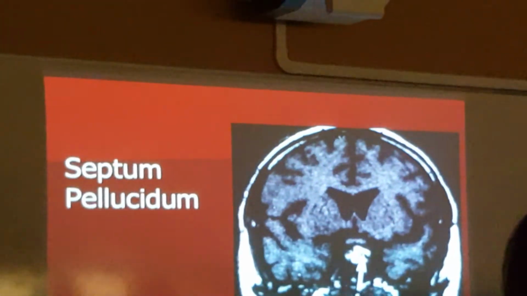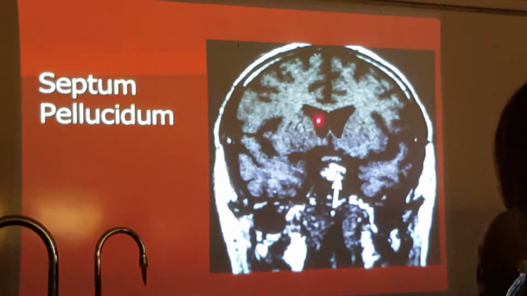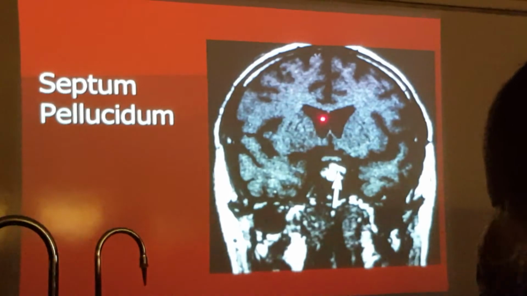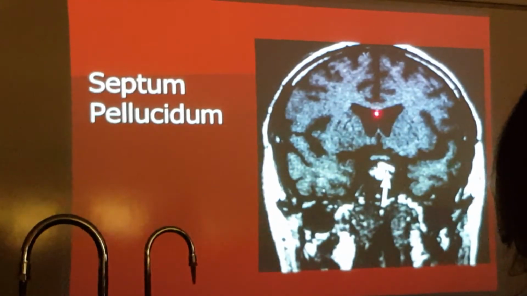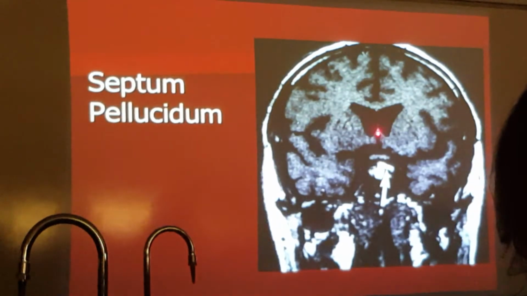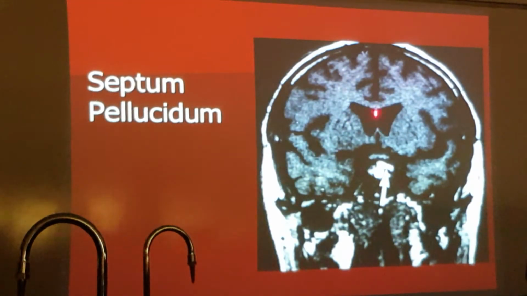Septum pellucidum is a lab word, and there is one place where the lateral ventricles get so close that the only thing that separates them is a little membrane. That's how close they are. You really can hardly see it here, and that's called the septum pellucidum.